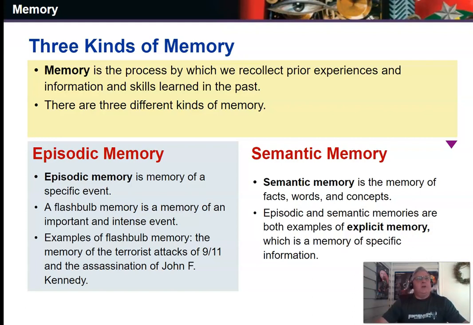Examples of flashbulb memory are the terrorist attacks on 9/11 or John F. Kennedy's assassination. Those are all a bit before your time, but those are examples. Semantic memory is the memory of facts, words, and concepts. Episodic and semantic memories are both examples of explicit memory, which is memory of specific information.